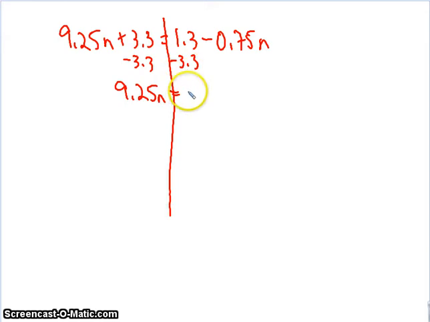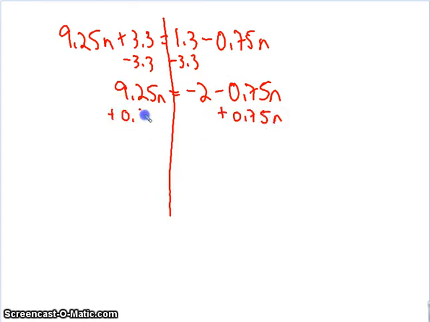That's awesome. Great habit. You are fighting the urge to be a 7th grader. That is a good thing. 1.3 minus 3.3, negative 2. So now I move this by getting rid of it, by doing the opposite. So I get 10n equals negative 2.